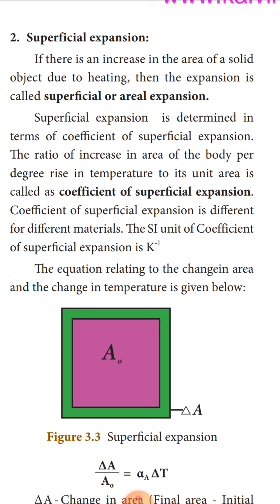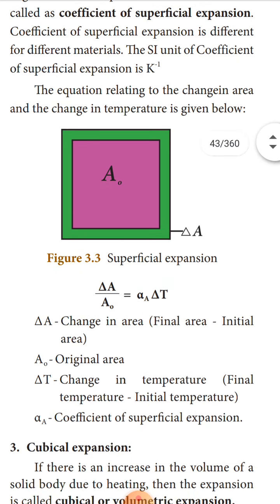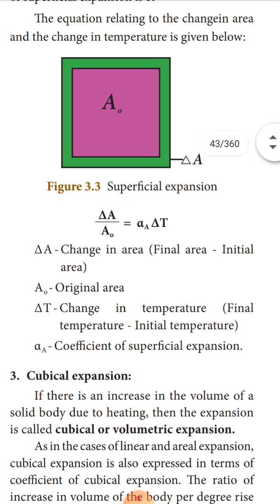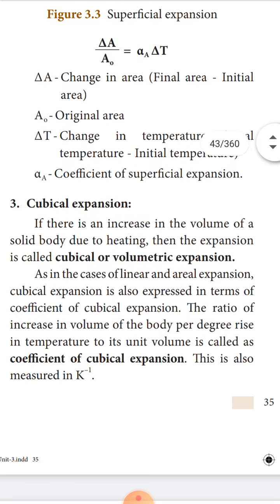The equation relating the change in area and change in temperature is given in figure 3.3. Delta A by A0 is equal to alpha A into delta T. Delta A is the change in area, final area minus initial area. A0 is the original area. Delta T is the change in temperature, final temperature minus initial temperature. Alpha A is the coefficient of superficial expansion.